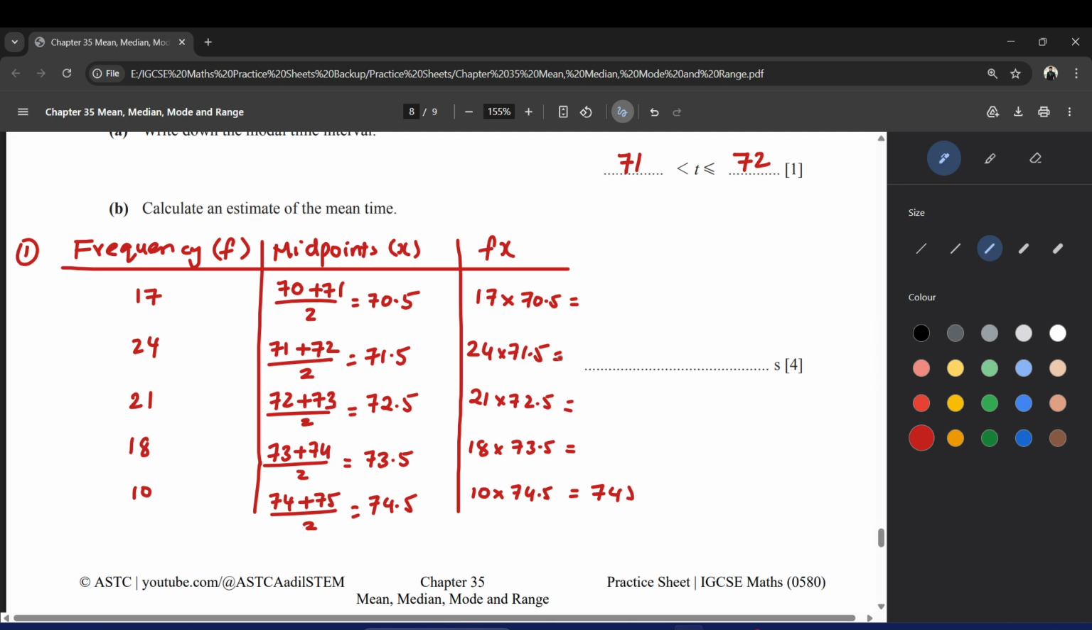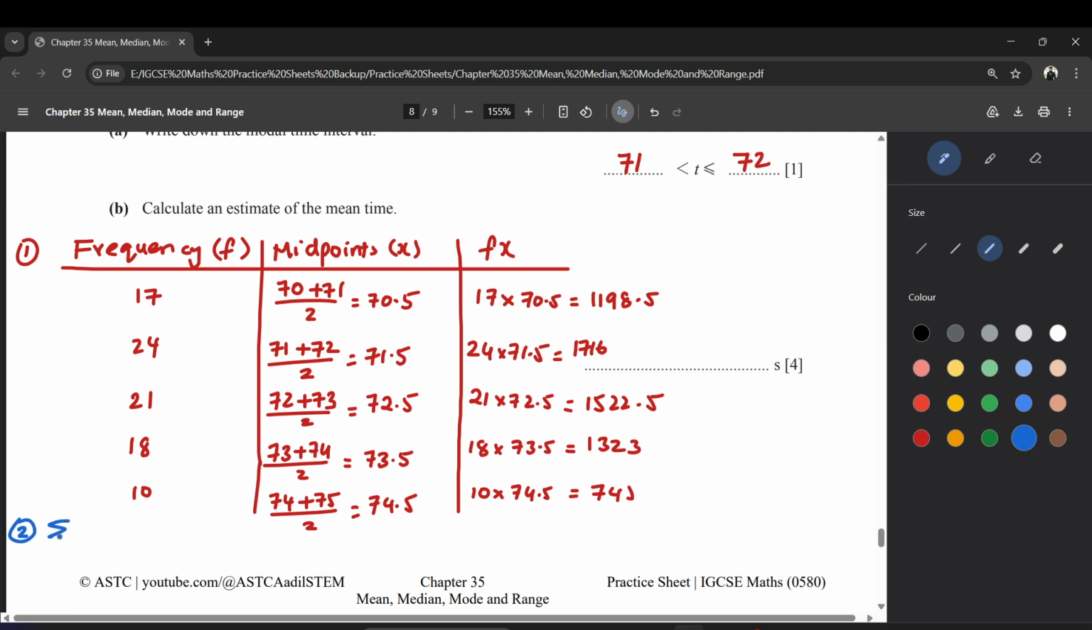17 times 70.5, and that gives us 1198.5. 24 into 71.5, that gives us 1716. Then 21 into 72.5, that would be 1522.5. 18 times 73.5, we have 1323. Okay, that was step number one.